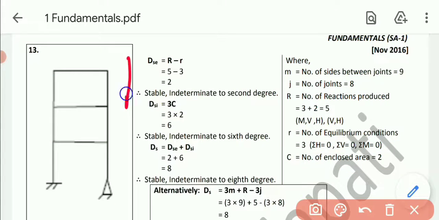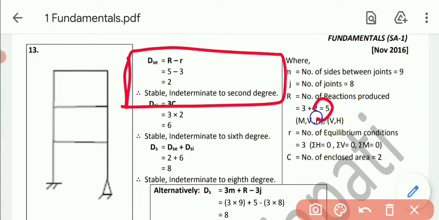Finally, DSE is capital R minus small r. Capital R is 5, small r is 3. 5 minus 3, answer comes 2. So stable and indeterminate to second degree.